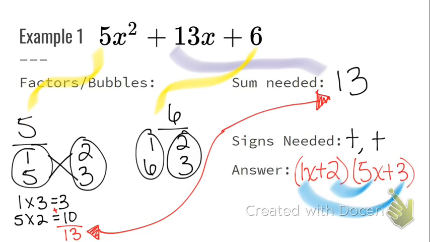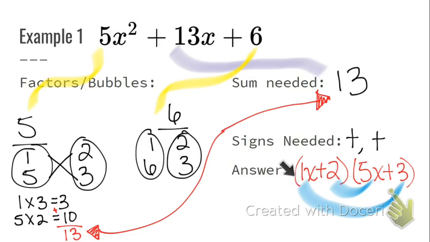All right, here I've got the rest of the work shown. So I showed my bubble possibilities for 5 and for 6. Turned out that the bubble that I needed to match up with my bubble for 5 was 2 and 3. We needed to multiply 1 times 3 and 5 times 2. Those products added up to 13. That's what we needed over here.